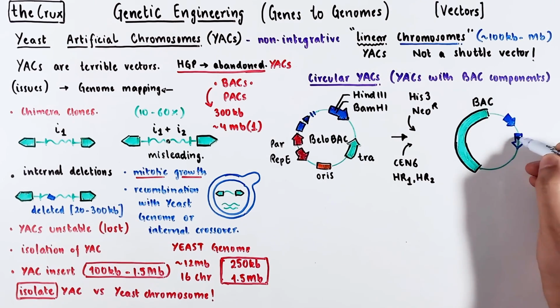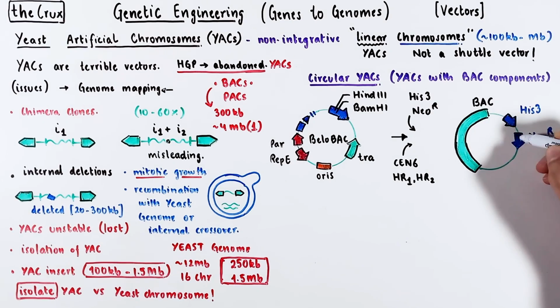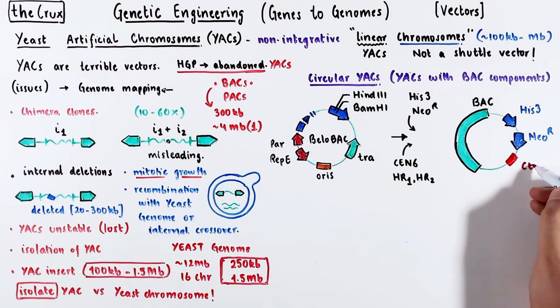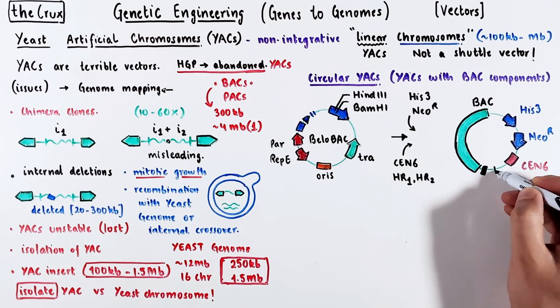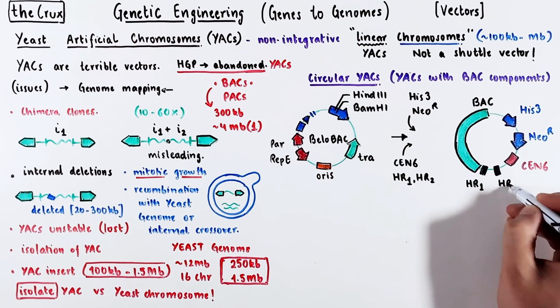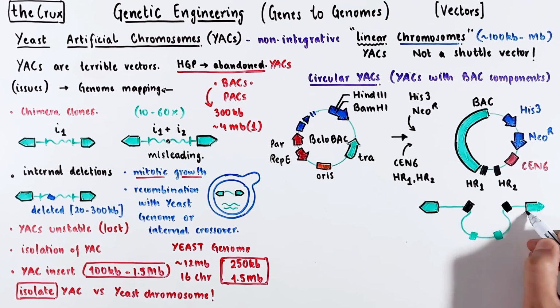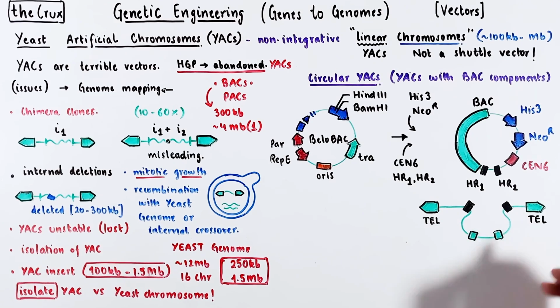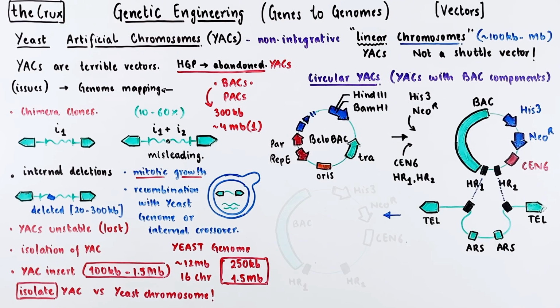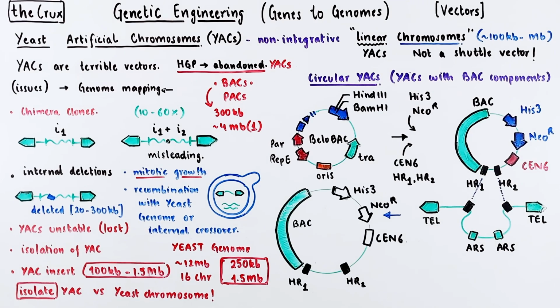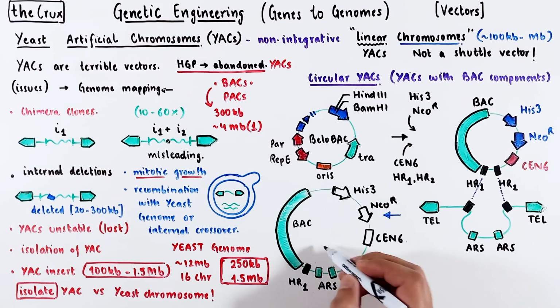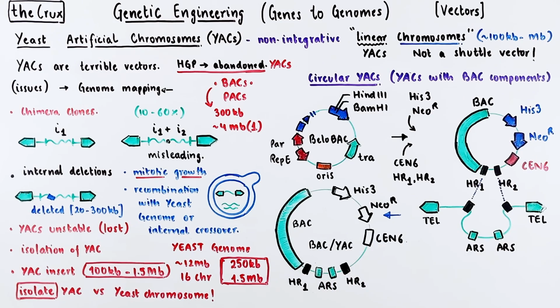To this, we have added a HIS3 marker, a neomycin selection gene, a centromere DNA from yeast chromosome 6, and a couple of regions that function as homology regions. These homology regions are homologous to part of a YAC vector, and the homologies flank the ARS in this yeast vector. By recombination of these two pieces of DNA, a larger circular fragment can be obtained. This looks exactly like the starting vector, but now we have an ARS in between the homology regions. This is a BAC-YAC hybrid vector, also called a circular YAC.